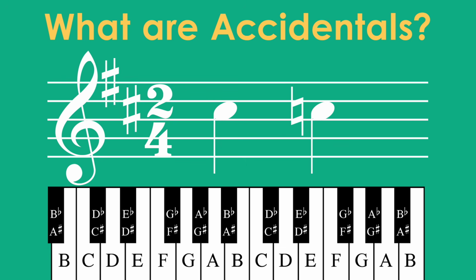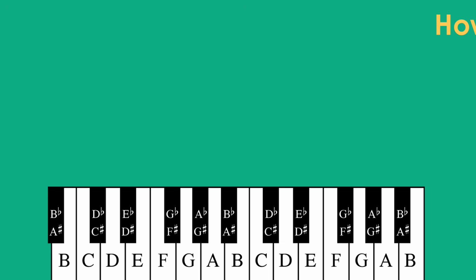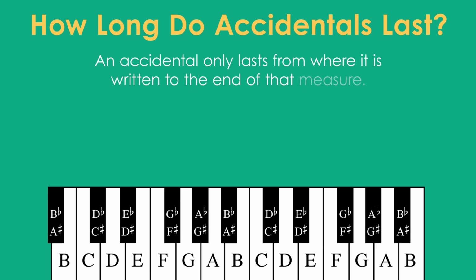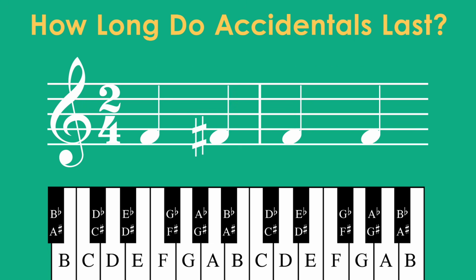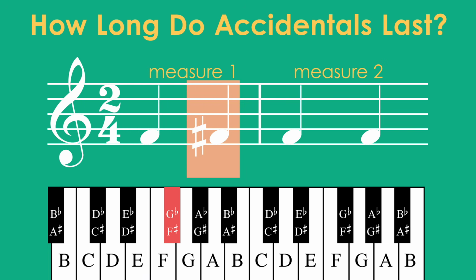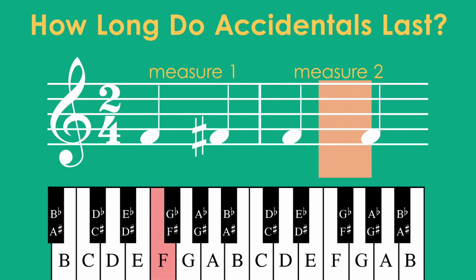These are the simplest examples of accidentals and how they work. Let's take a look at some more complicated examples. So, how long does an accidental last? An accidental only lasts from where it's written to the end of that measure. So if we have an example like this where we have two measures, the notes would be played F, F sharp, F, F. Since an accidental only lasts until the end of the measure, this bar line stops the accidental from carrying over into the next measure.